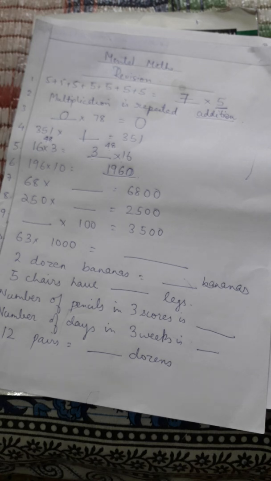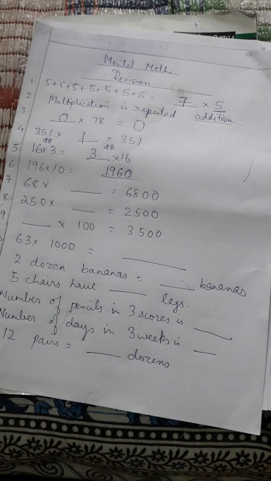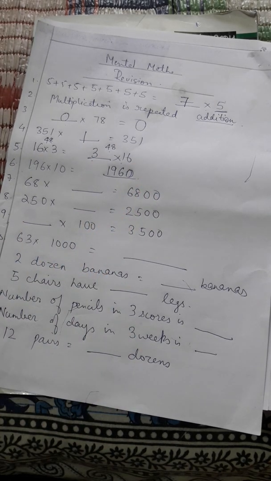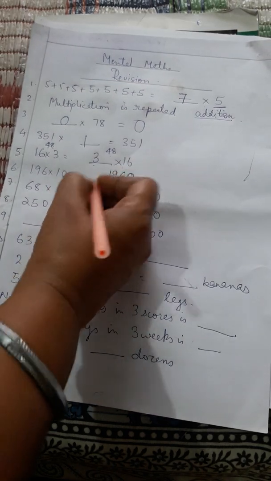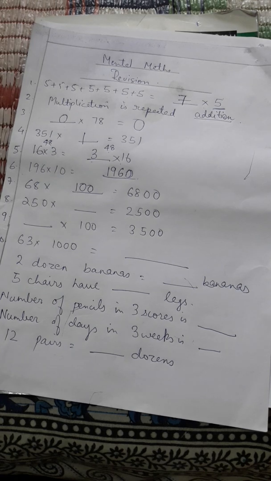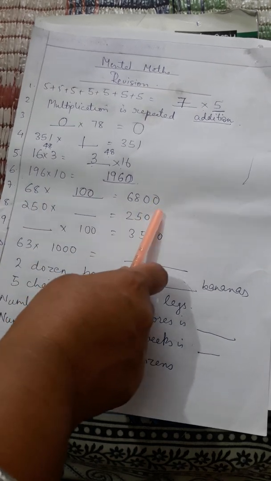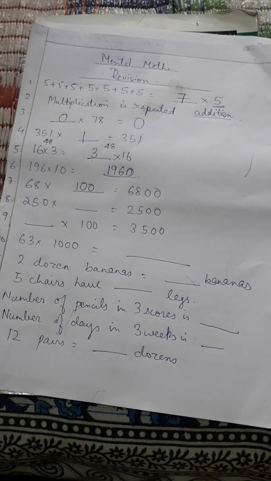Next, 68 into dash is equal to 6800. Here also, what will you multiply by 68 to get 6800? How many zeros are there? 2 zeros, so it comes in hundreds. 1 0 0, that means 100. So 68 into 100 will be 6800. In the property, when you multiply any number with numbers like 10, 100, 1000, we simply put the number 68 and put the number of zeros to the right of the multiplicand.